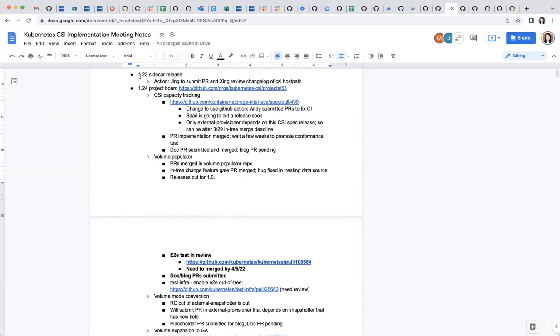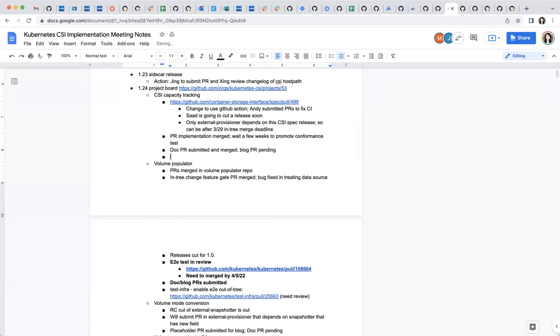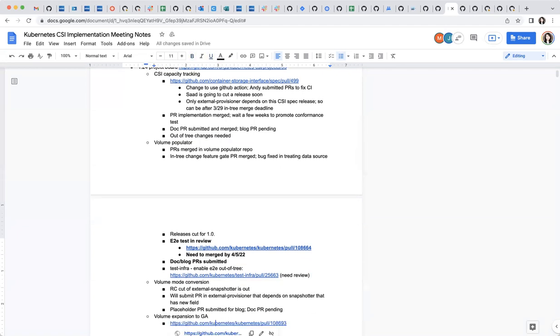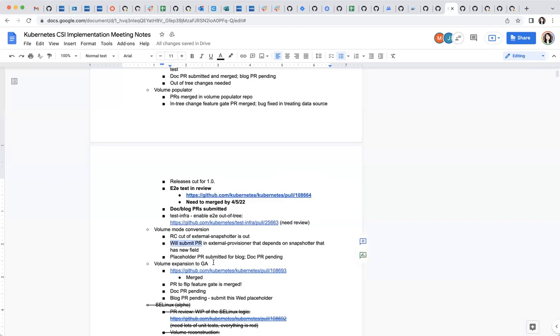Okay, so should we just look at the 1.23 or anything else we should talk about for 1.24? Or do you want to talk about the external out-of-tree changes? I think we can add a note saying I believe there are some PRs. I don't remember the status. Right now just generally saying out-of-tree changes needed. Volume populator looks like we're fine. Volume mode conversion, yeah, those are all out-of-tree anyway.